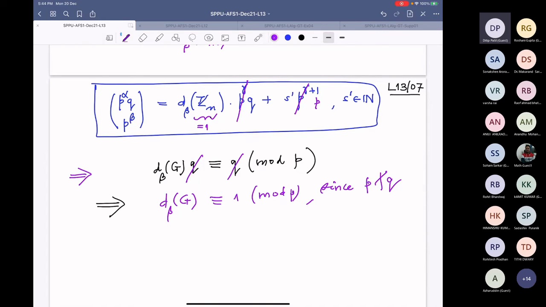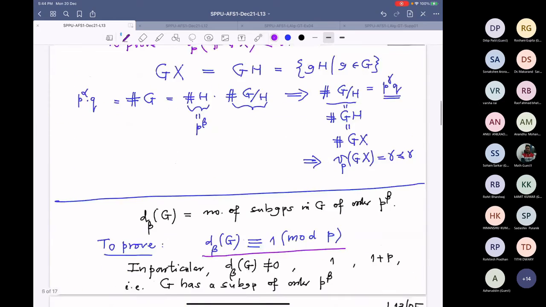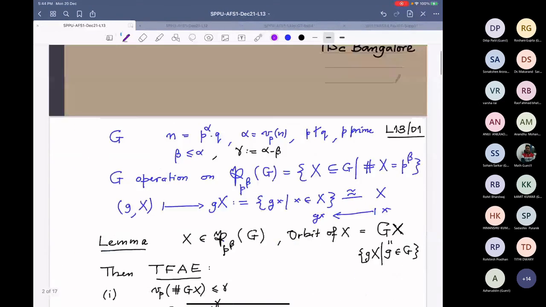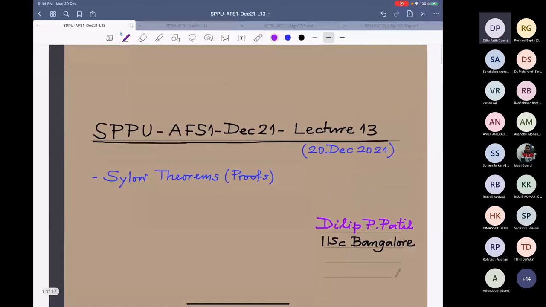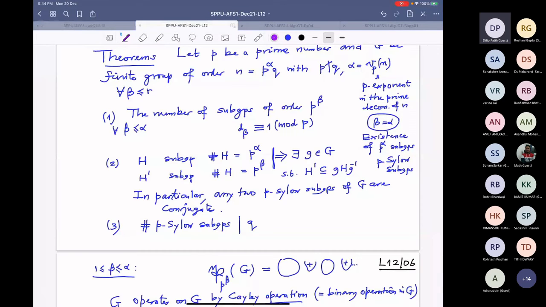So I proved one. I proved the first theorem. Where is the first theorem? Here. The number of subgroups of order p power beta is congruent to 1 mod p.